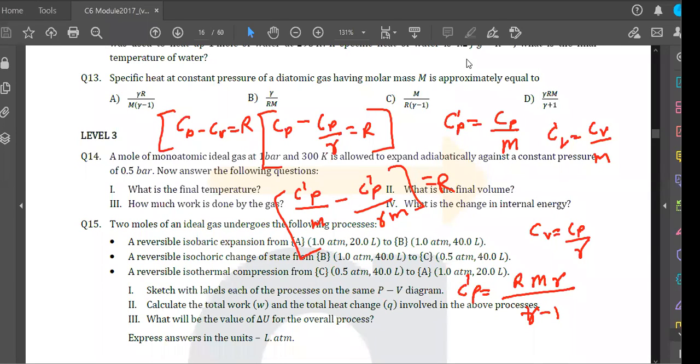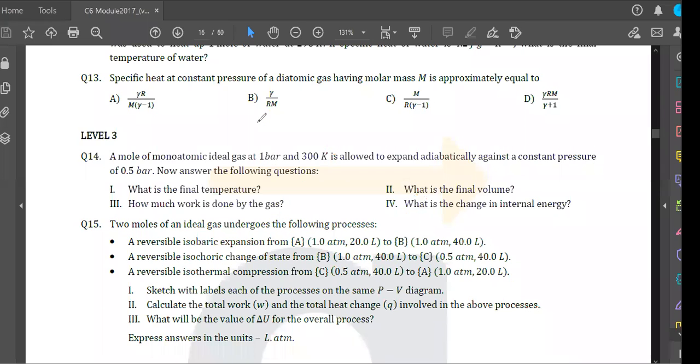Okay, wait. Apologies, guys. I made a small mistake. This Cp minus Cv is equal to R. This was for 1 mole, right? This was for molar heat capacity. Apologies. So it will be something like this. So this is your molar heat capacity. Molar heat capacity is for 1 mole. This is the definition error.